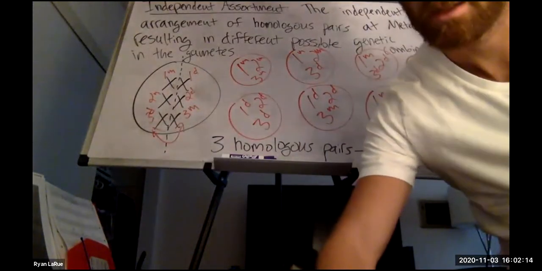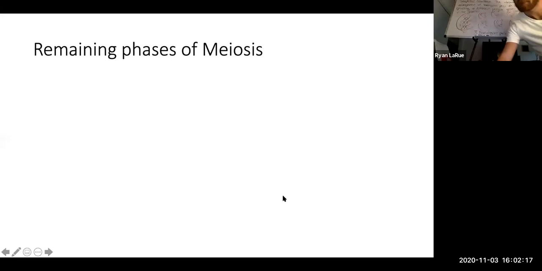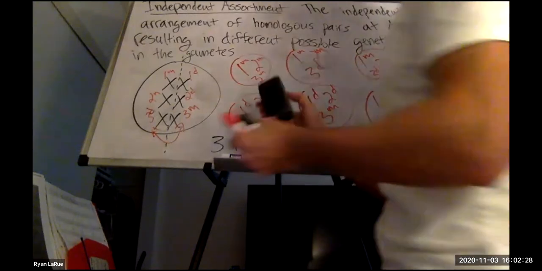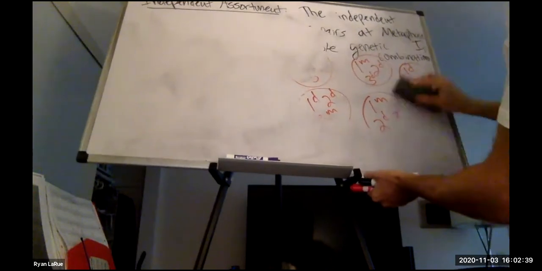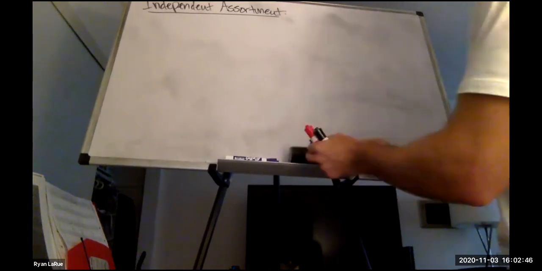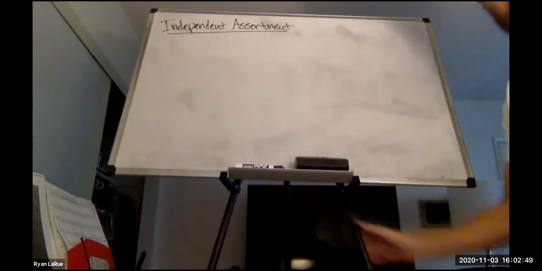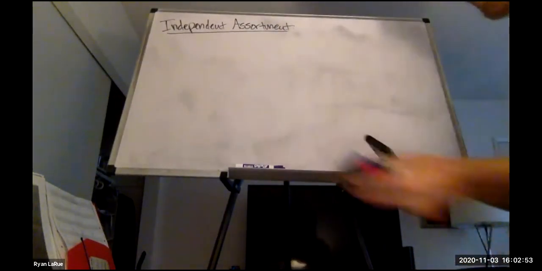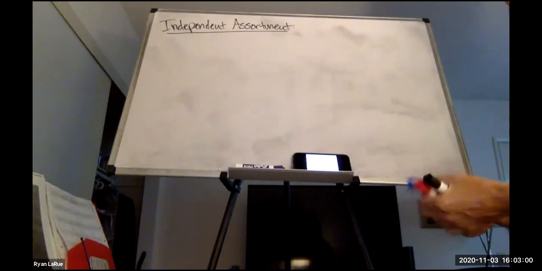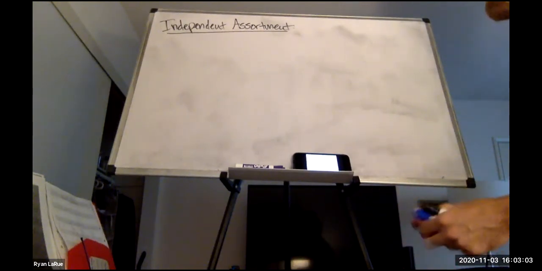So let me go to my slide first. Well, remaining phases. First, I want to do something before we get to the remaining phases. Show you an interesting thing with independent assortment. It's 23 pairs. Now, when we had 3 pairs, we had 8 possibilities, right? Genetic combinations.